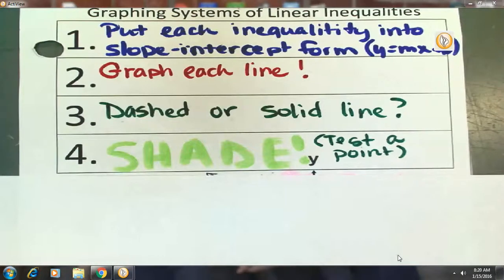And then once we've got our line graphed, using a dotted or solid line, we're going to shade. And if you remember back to when we graphed linear inequalities, we tested a point. What point did we test? Remember? 0, 0. That's the point we take because it was easy to calculate. That's really the only reason we picked it. Sometimes we can't use 0, 0. If our line would happen to go through 0, 0, we'd have to pick a different point.